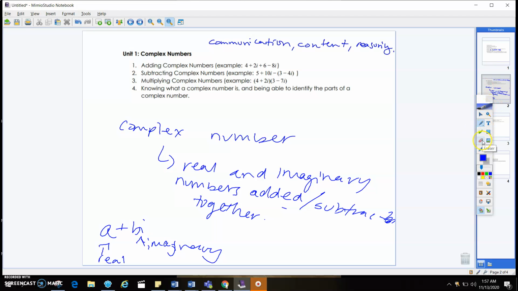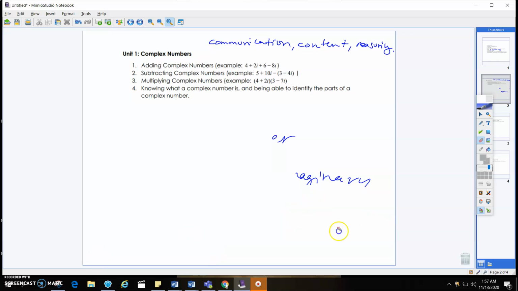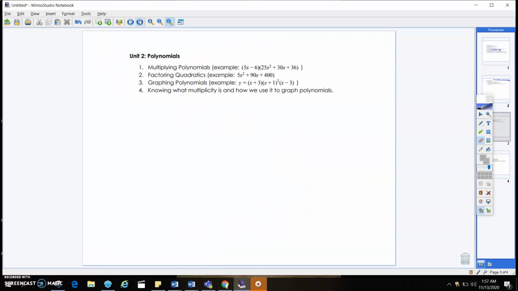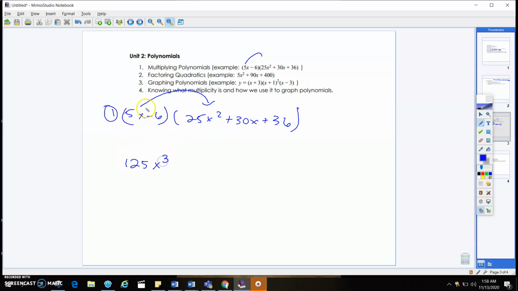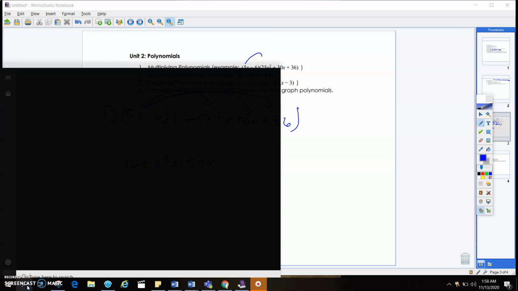So I'm going to show you how to do the other ones really quick. For polynomials, you're going to multiply these out, factor, graph, and then know what multiplicity is and how we use it to graph polynomials. So we're going to multiply. I'm sorry, I should rewrite this. You can use the box method, it's okay. That's going to give me 125x cubed, 150x, and then I'll do that one off the top of my head. Sorry.